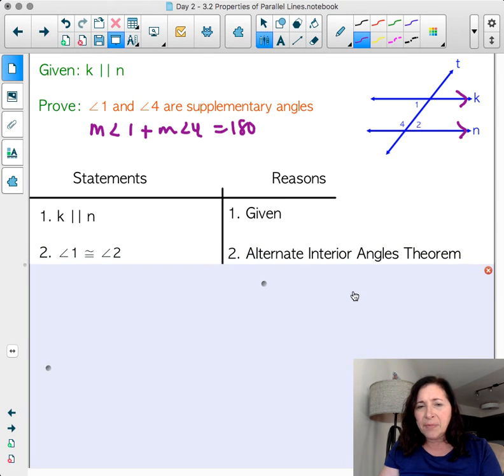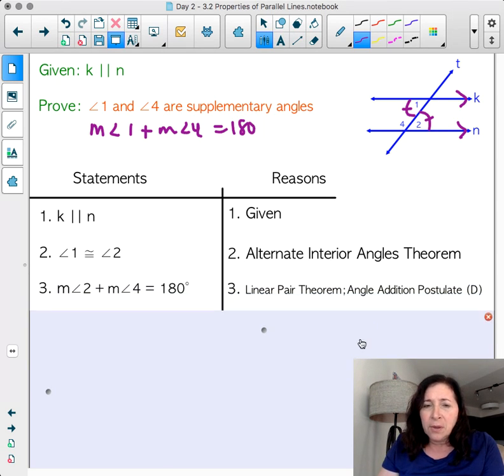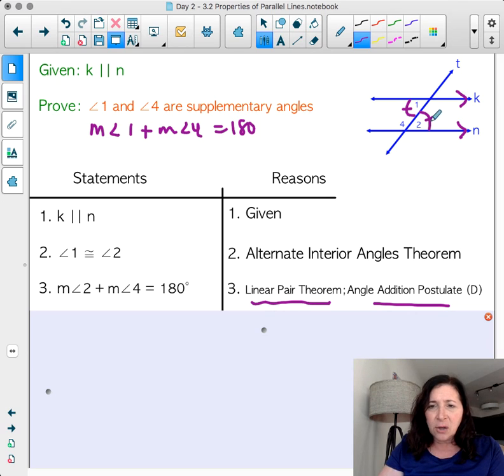The second step that you did was you probably said that angle 1 is congruent to angle 2. Now, we just proved the theorem that stated that if I have two lines that are parallel, alternate interior angles are congruent. So we do know that, so we can state that. So we also know that angle 2 plus angle 4 adds up to be 180 degrees. Now, I would accept either the linear pair theorem or the angle addition postulate, which says angle 2 plus angle 4 is equal to 180 degrees.